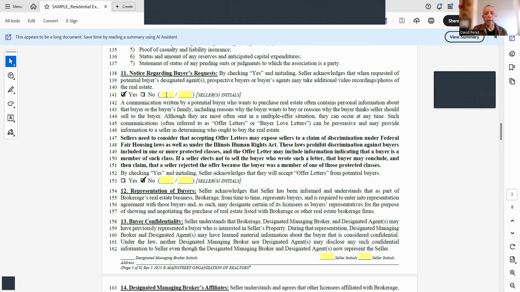Assuming the home is occupied and you have a lot of expensive items in the house, I wouldn't recommend you allow any additional pictures. So we would do no on that if that's the case.